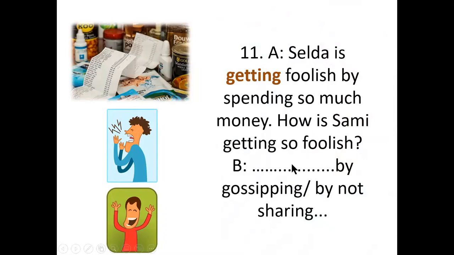How is Sami getting so foolish? Yeah, unfortunately, Sami is a gentleman. He's a tactful person. He's a diplomatic person. He's a very kind person. But what's happening to Sami today? Sami is getting so foolish by gossiping, by not sharing, for example, his beautiful ideas, beautiful experience with the others. There is something strange. Sami is getting foolish by gossiping. Gossiping is a negative quality.